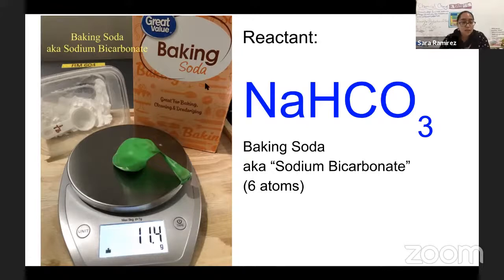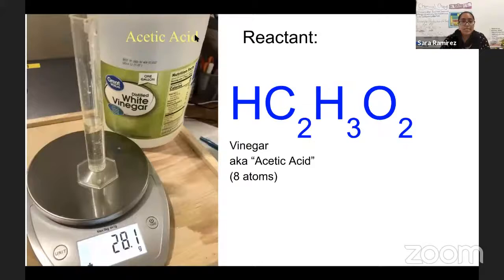So for our baking soda, what I simply did is I put some baking soda inside a balloon and I weighed the mass. So in this diagram, we can see that the mass of the baking soda and the balloon is 11.4 grams. The other reactant that we're going to be using is acetic acid. Acetic acid is just vinegar. And vinegar, what I did is I put the vinegar inside a graduated cylinder and I weighed it, and it has a mass of 28.1 grams.